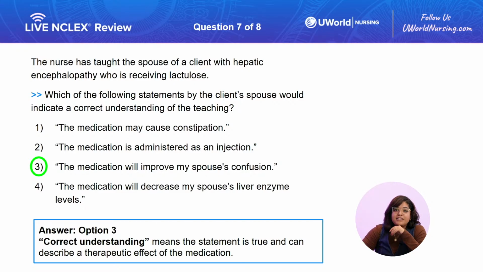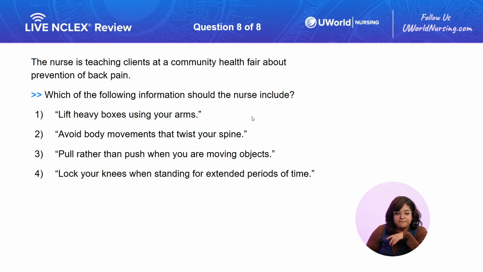All right, guys, we're already at question 7 of 8. Let's move to the last one. The nurse is teaching clients at a community health fair about prevention of back pain. Which of the following information should the nurse include? Option 1, lift heavy boxes using your arms. Option 2, avoid body movements that twist your spine. Option 3, pull rather than push when you are moving objects. Option 4, lock your knees when standing for extended periods of time.